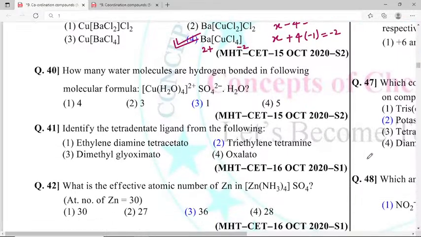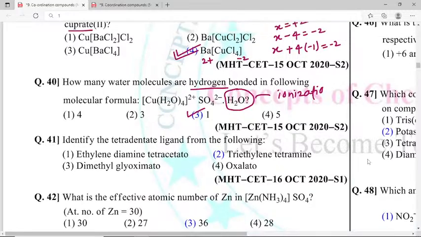How many water molecules are hydrogen bonded in the following molecular formula? Hydrogen bonded means it should be outside the coordination sphere. So number 1, this is the ionization sphere.